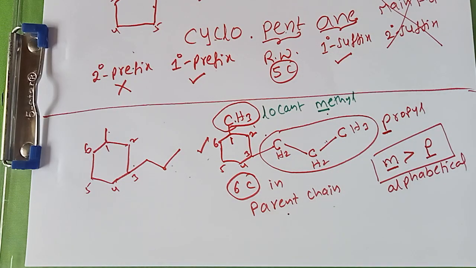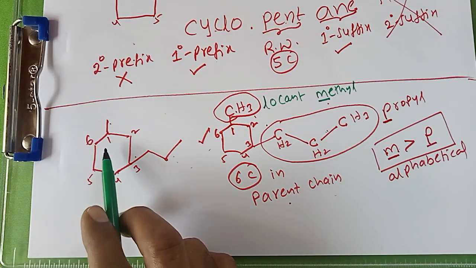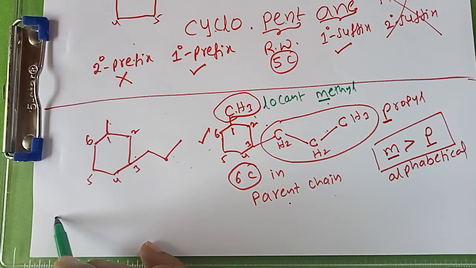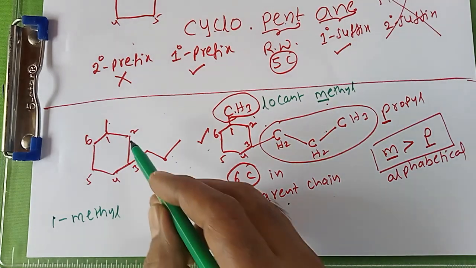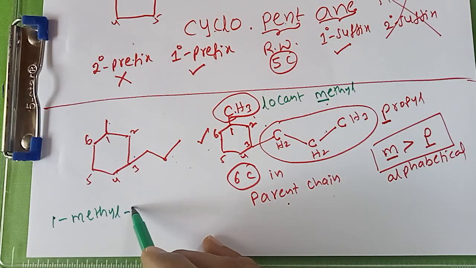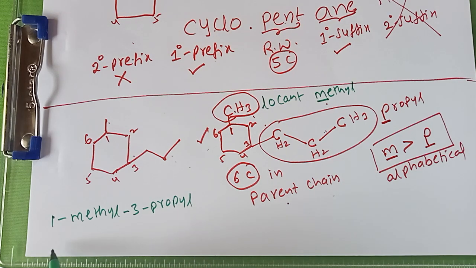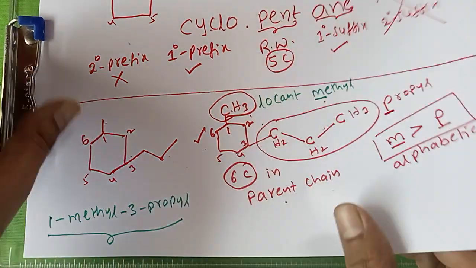Now I write the name. The IUPAC name is listed according to alphabetical order only. Methyl at the first carbon, so 1-methyl. Next, third carbon propyl, so 3-propyl. In the next page we explain this one. Same structure.